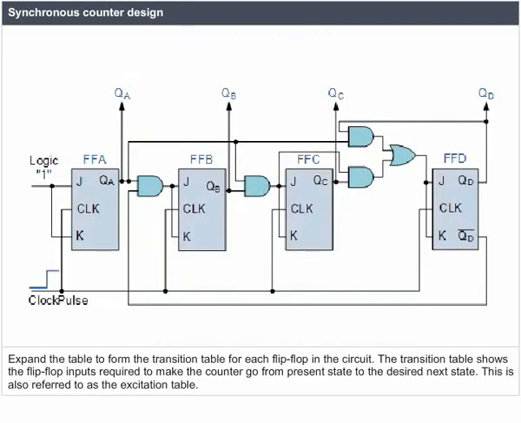Expand the table to form the transition table for each flip-flop in the circuit. The transition table shows the flip-flop inputs required to make the counter go from present state to the desired next state. This is also referred to as the excitation table.